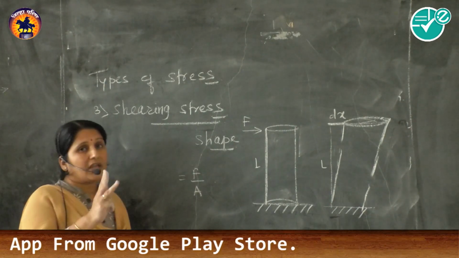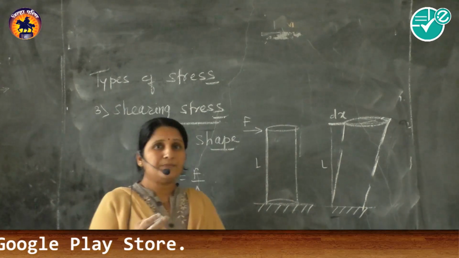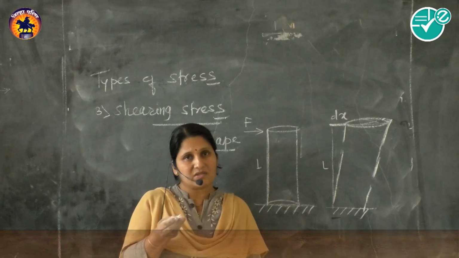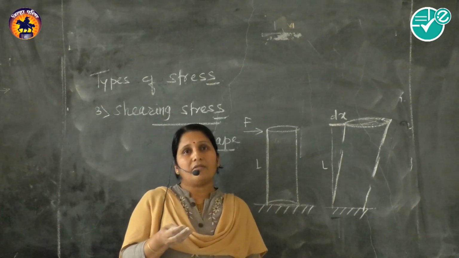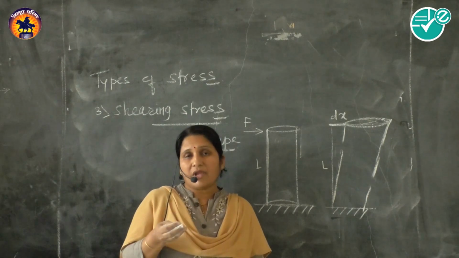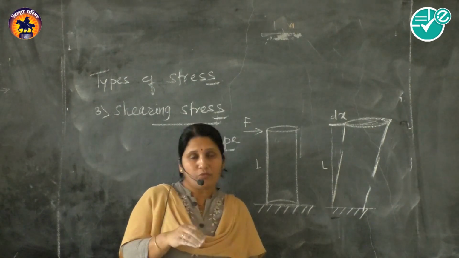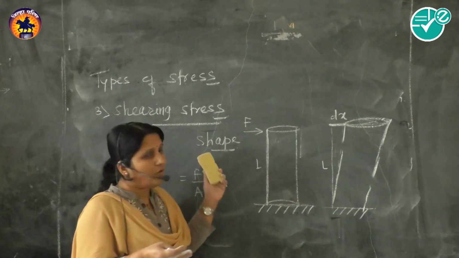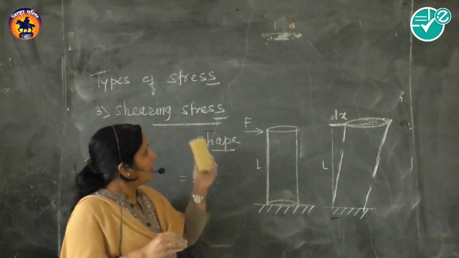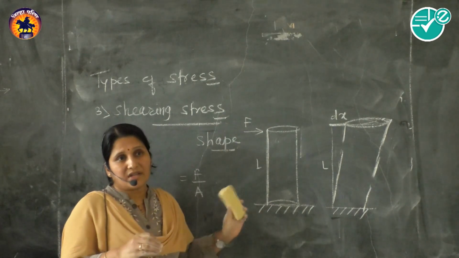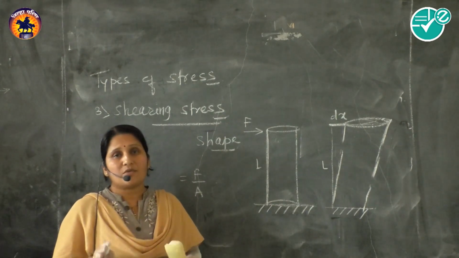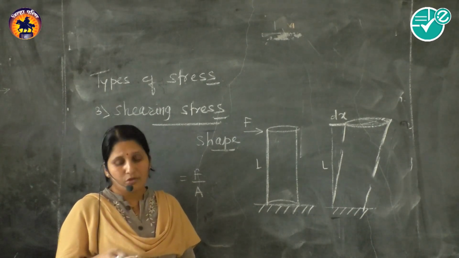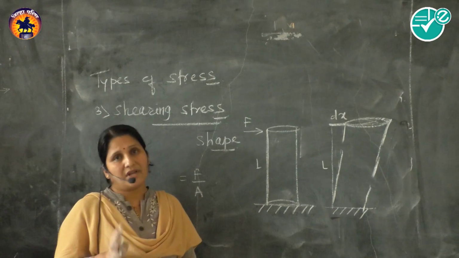So we studied three types of stresses. First one is longitudinal stress. When deformation is in length, the stress is longitudinal stress. Second one is volume stress. When deformation is in size or volume, we can say, then the stress is volume stress. And when deformation is in the shape, then the stress is called shearing stress. So all these are types of stresses: longitudinal stress, volume stress, and shearing stress.